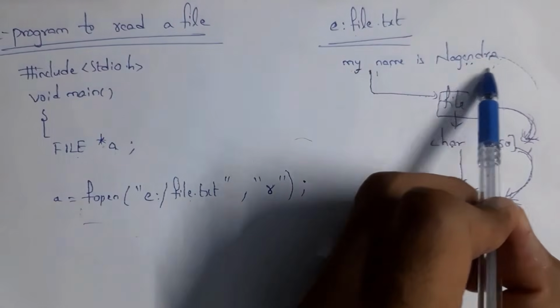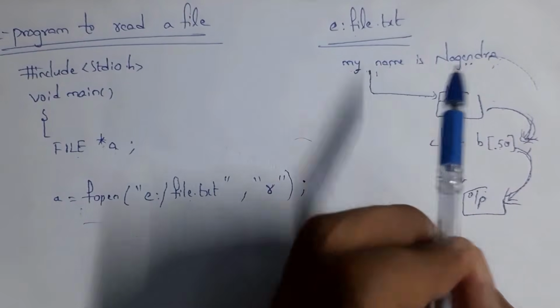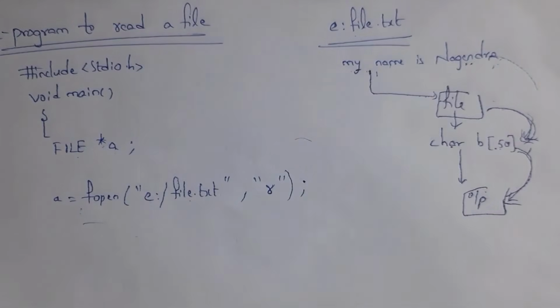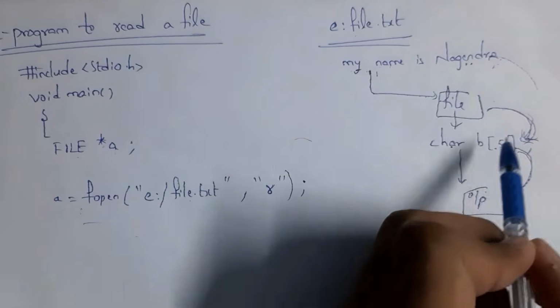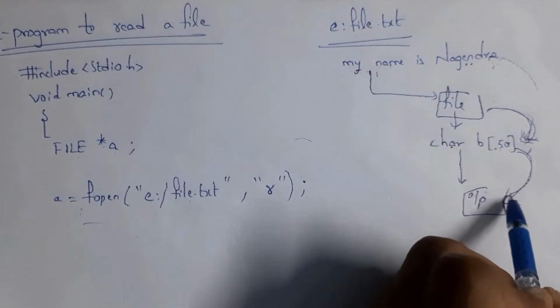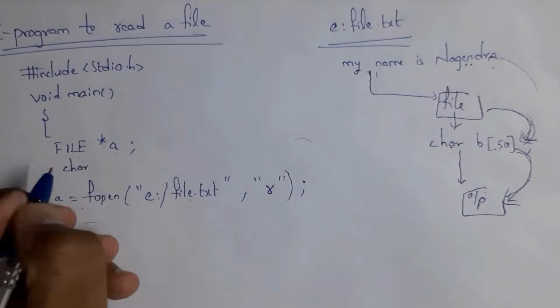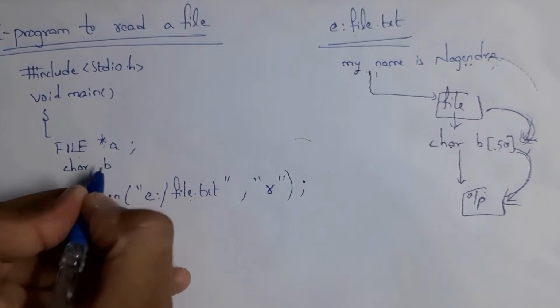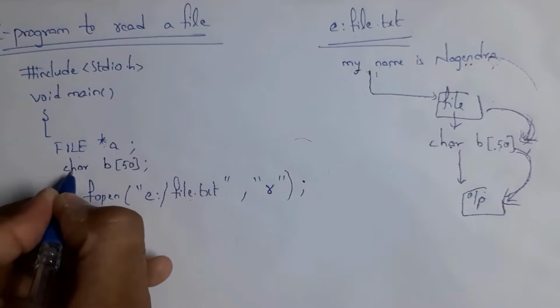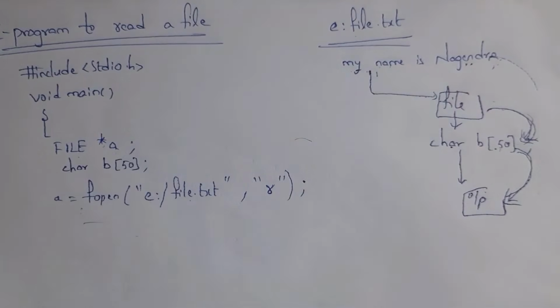In order to see this file information on my output screen, at first I need to create one string variable and then store this file information in this string variable. After storing this file information in the string variable, we can see the output. So I need to take one string, that is char, and I am giving the variable name B and size 50. The char data type along with arrays represents a string. So now we created a string and its size is 50, which means I can store up to 50 characters.